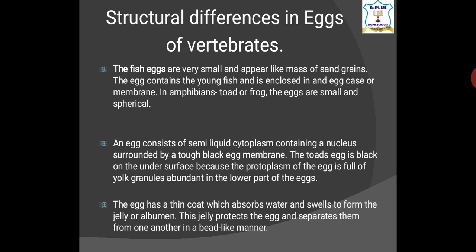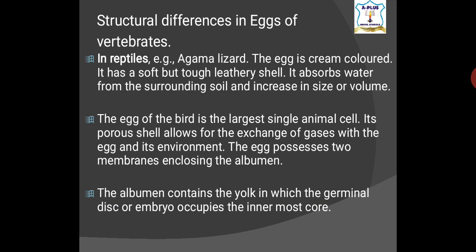The egg has a thin coat which absorbs water and swells to form jelly or albumen. That means it absorbs water from its environment with a thin coat and makes it somehow jelly or albumen. This jelly protects the egg and separates them from one another in a bead-like manner. It helps to separate the eggs from one another.